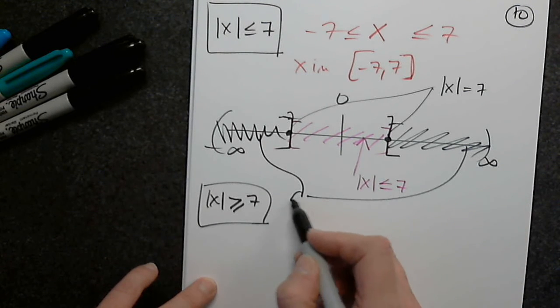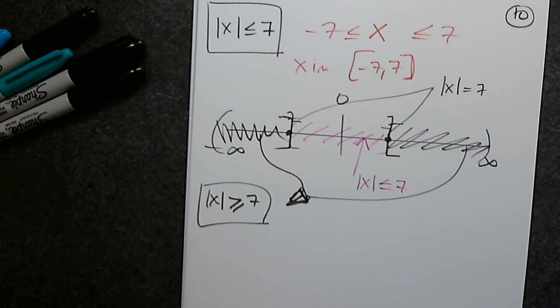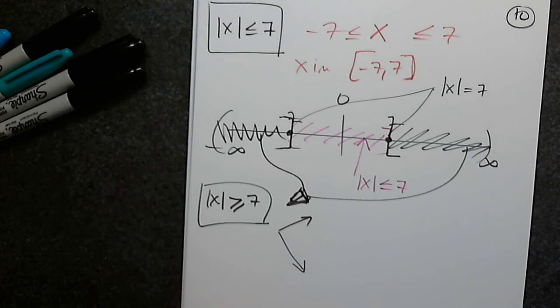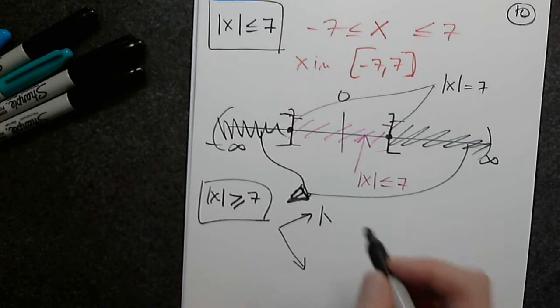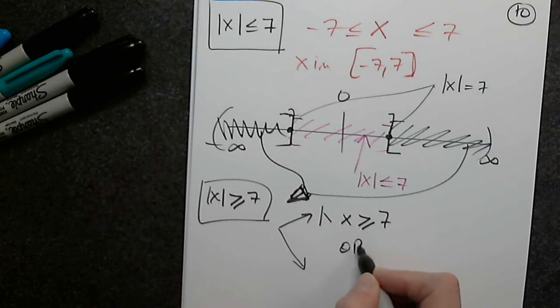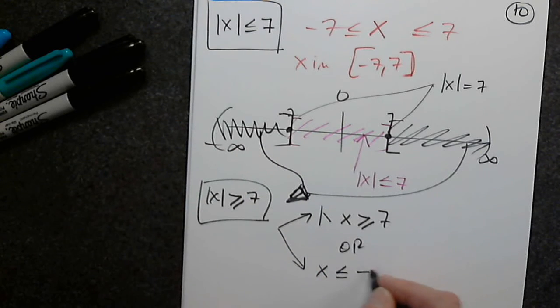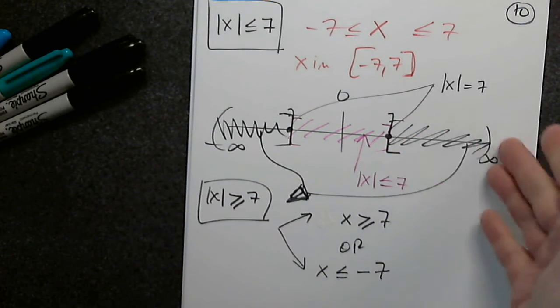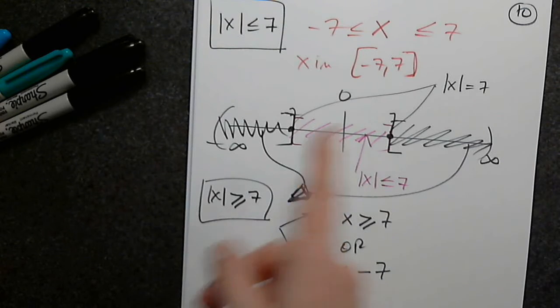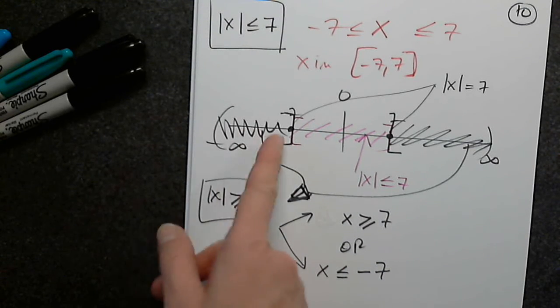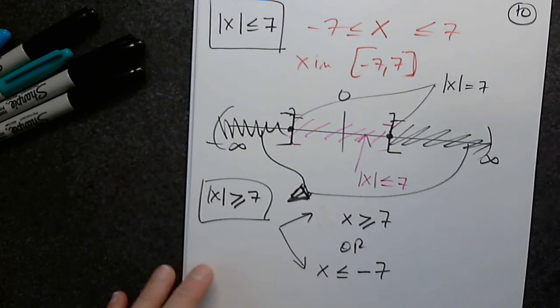Therefore, we will write two separate inequalities: x greater than or equal to 7, or, I'm going to erase this, of course, x less than or equal to -7. That's what the second one means. Two separate inequalities. To the right-hand side of 7, which means x greater than or equal to 7, or to the left-hand side of -7.